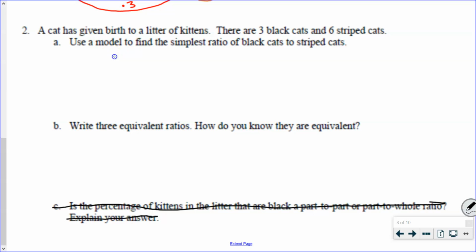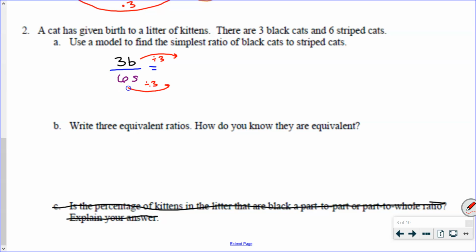All right, so we have 3 black cats. Notice I'm not just writing 3, I'm writing 3B for black cats. And we're comparing that to our 6 striped cats, so I'm not just writing 6, I'm writing 6S for striped cats. Looking for that simplest ratio means I'm asking the question, what do 3 and 6 have in common? What number can I use to divide both 3 and 6? Hopefully you have recognized that I can divide 3 by 3 and I can divide 6 by 3.